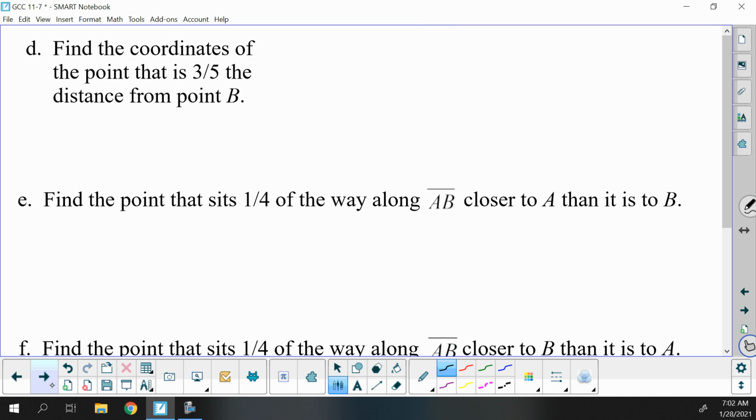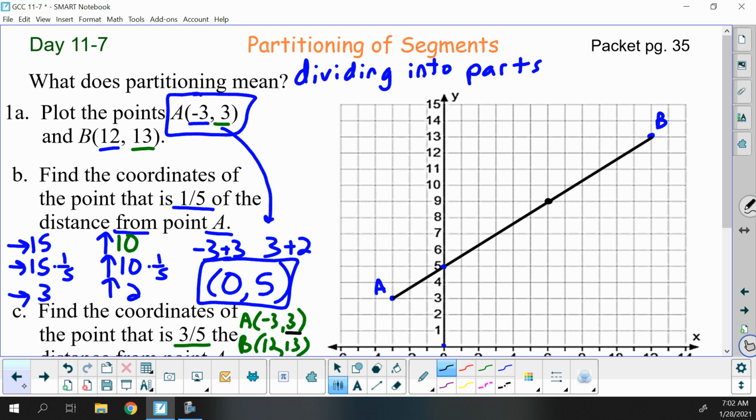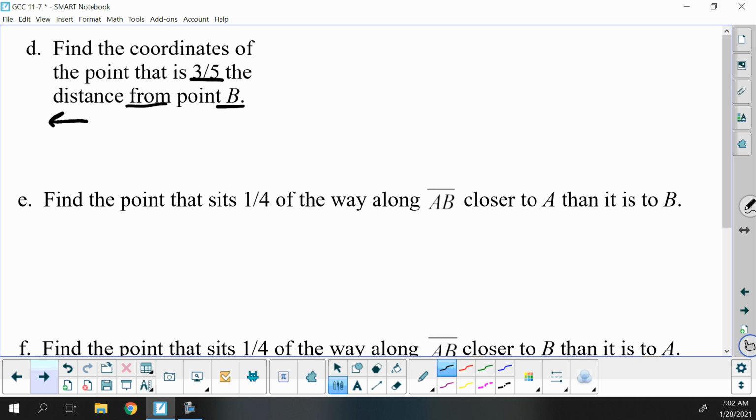Next up, we're going to do 3/5 of the distance from B. So again, you want to focus on your fraction and from what point. Well, now we're starting from B. When we went from A, we went right 15 and up 10. So if we're starting from B, we've got to go left 15 and down 10. So that's why it's important to note which one you're starting from. So we're going to go left, and we'll do 15 times 3/5. We'll go down, we'll do 10 times 3/5.